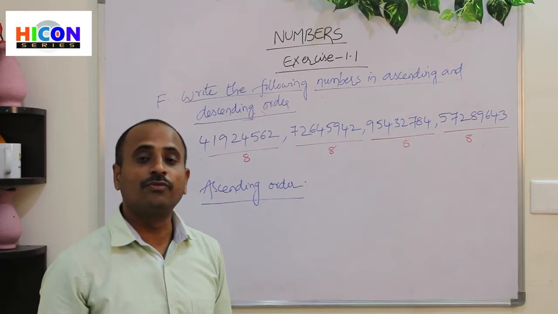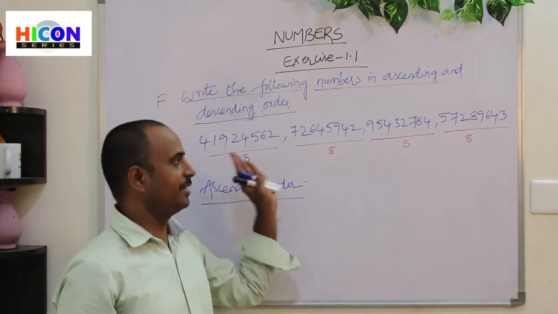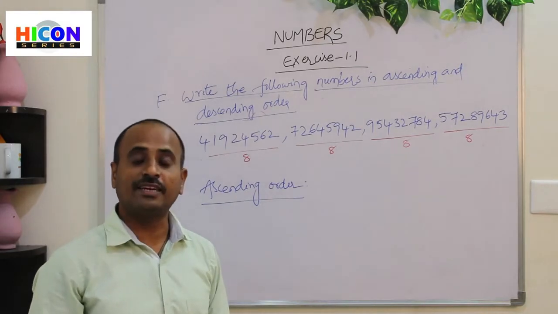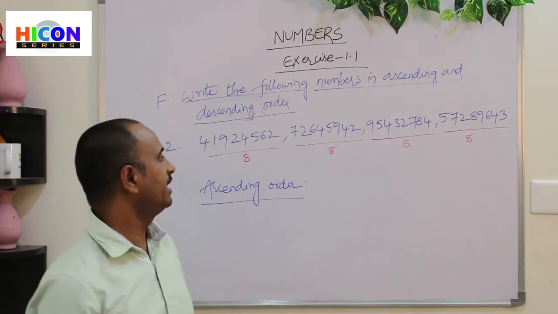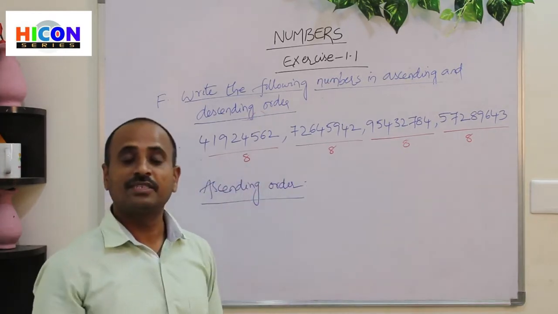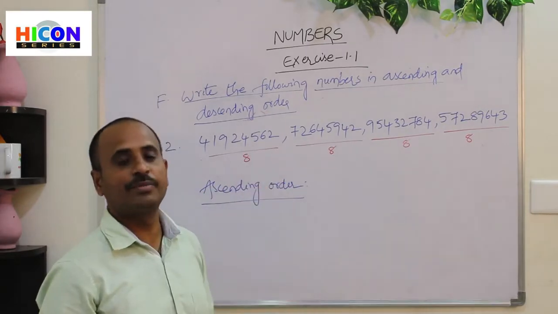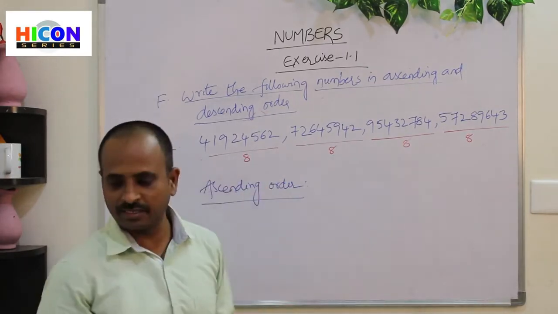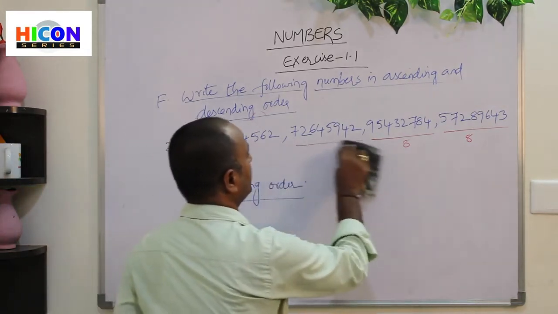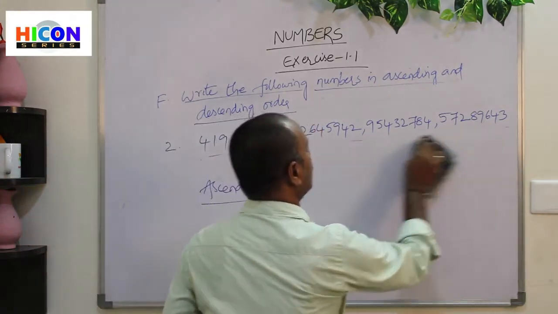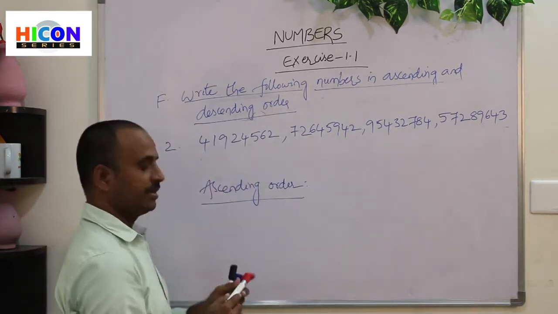Now we have to follow the second step. If the number of digits is the same in each number, then the second step is to compare the first digit from the left side in each number. We follow the second step here because each number has 8 digits. So now compare the first digit from the left side in each number.